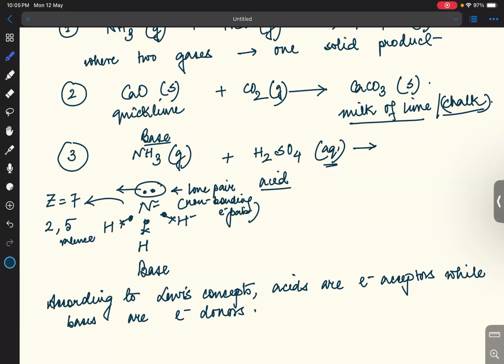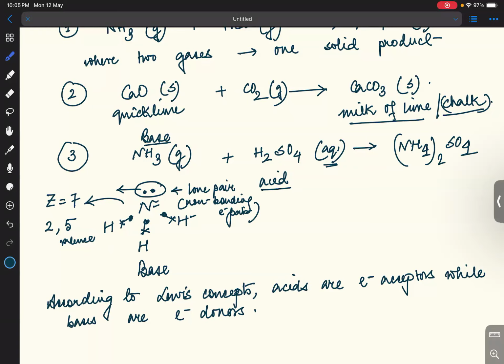And what will be the salt, students? Ammonium sulfate. And as you can see, this is actually completely balanced. Is this completely balanced, students?